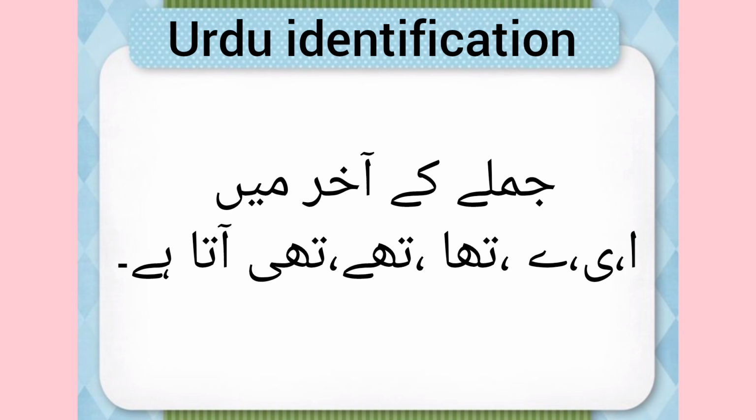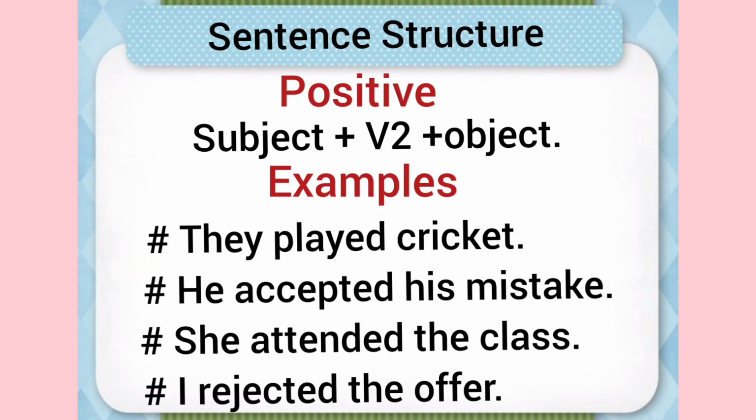Further, moving on to the sentence structure, the positive sentence structure is that it takes subject plus second form of verb, as I have told you earlier, plus object. There are three components of past indefinite tense: subject, verb second form, plus object, which is optional. For example, they played cricket.